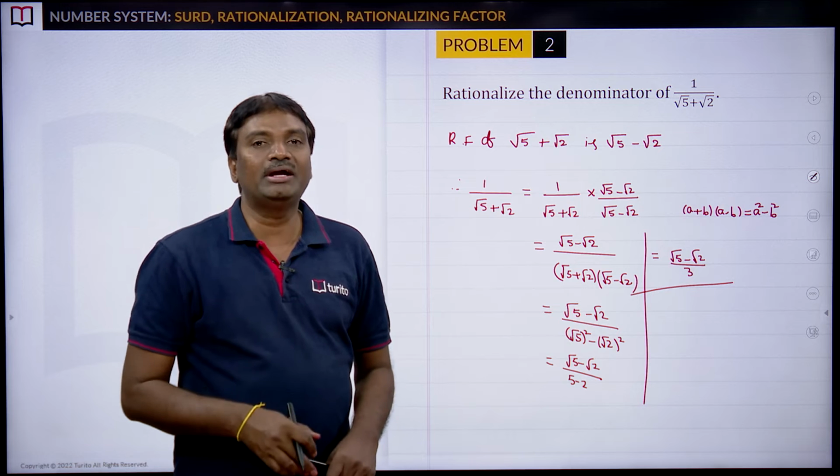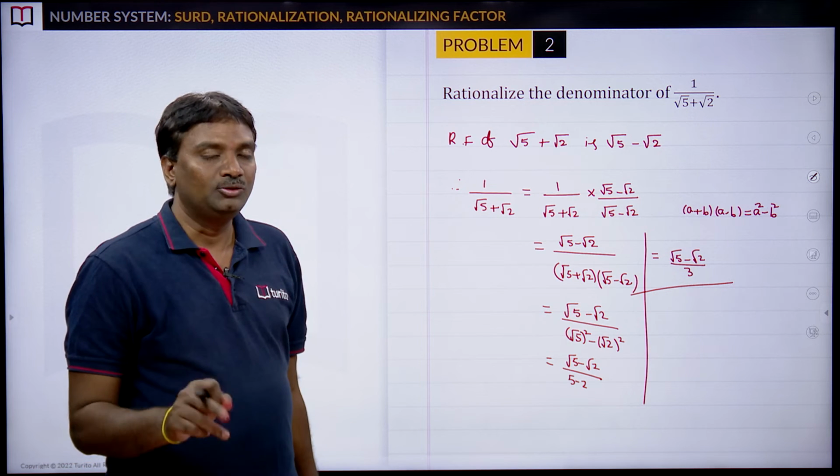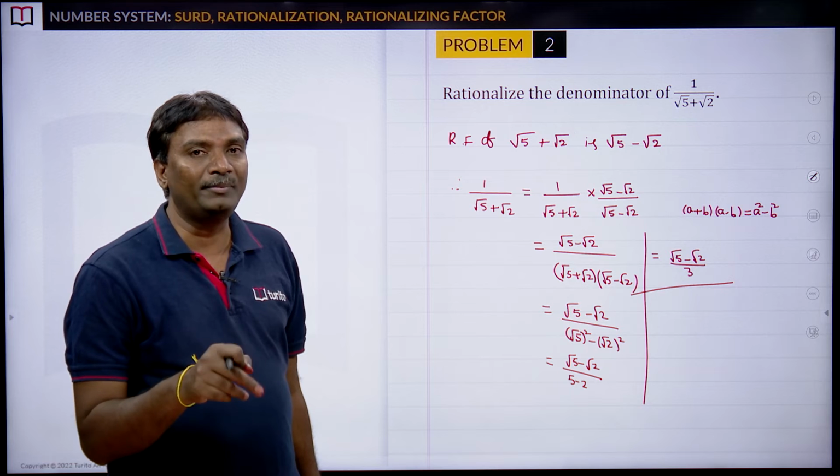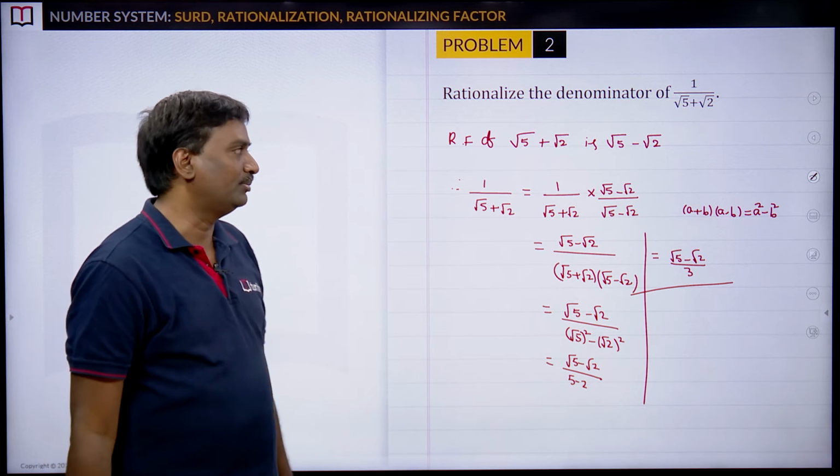So, with respect to the denominator of the given number, you can take the rationalizing factor, you can multiply the numerator and denominator by that factor and simplify. So, hope you understood. Next problem.